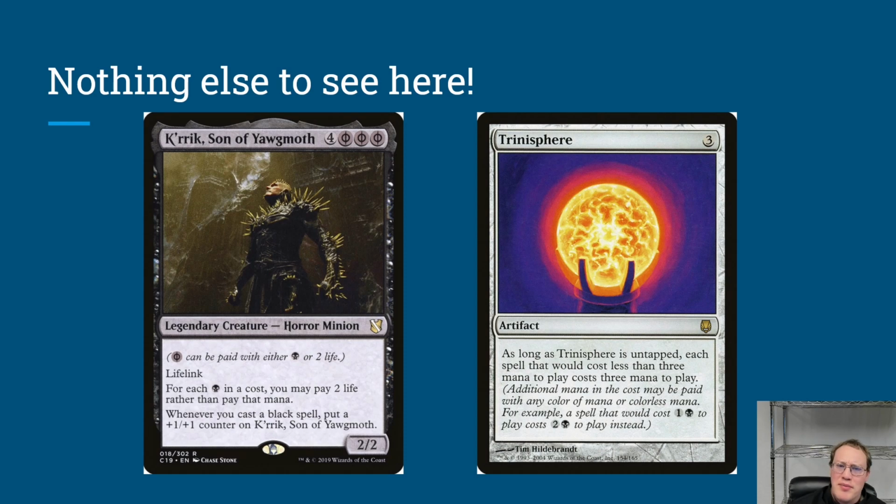But it looks like there might be some other abilities on this card, so maybe let's have a read through on that. Lifelink, okay, no problem. Whenever you cast a black spell, you get a +1/+1 counter. Okay, that's kind of cool. And then the middle ability is the one where everybody's already thinking about what's supposed to be going on. So for each black in a cost, you can pay 2 life rather than pay that mana. Now, what you should be thinking about here is that it's kind of like Phyrexian mana. It basically makes all your mana into Phyrexian mana for your black stuff at least. So is that how it will work?